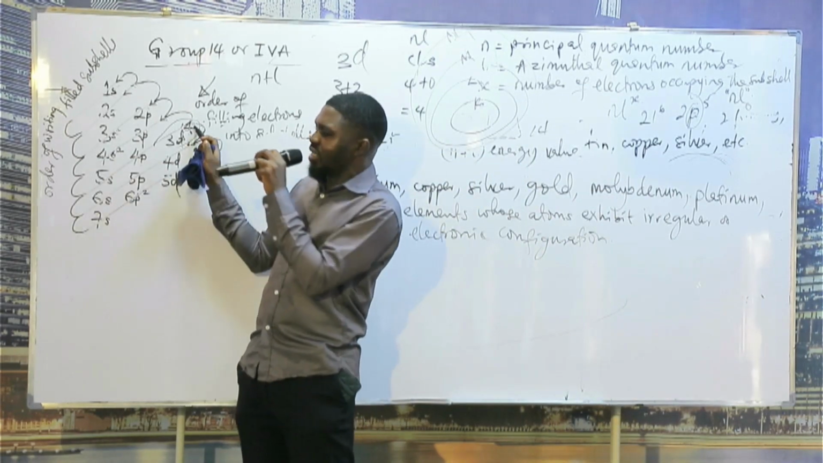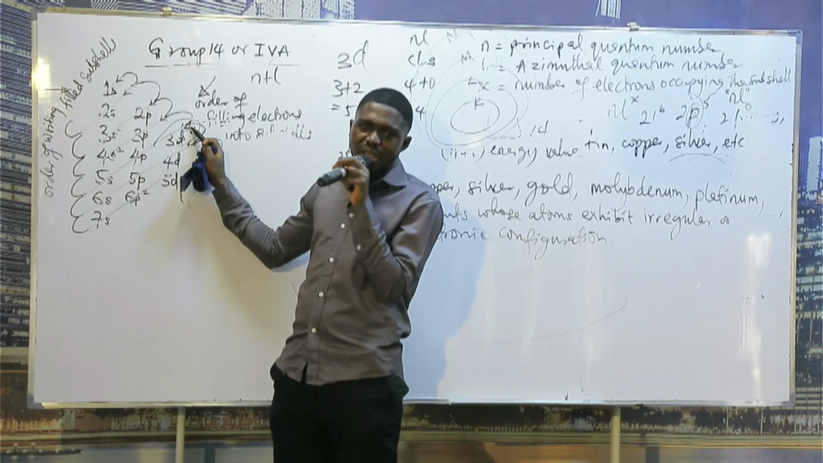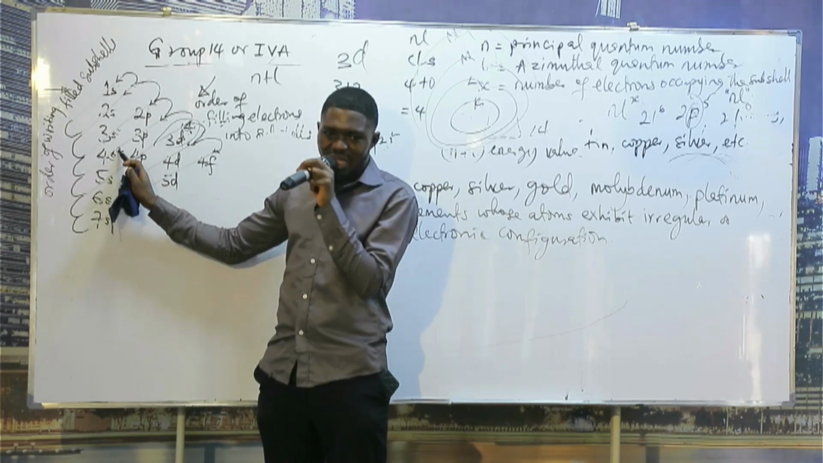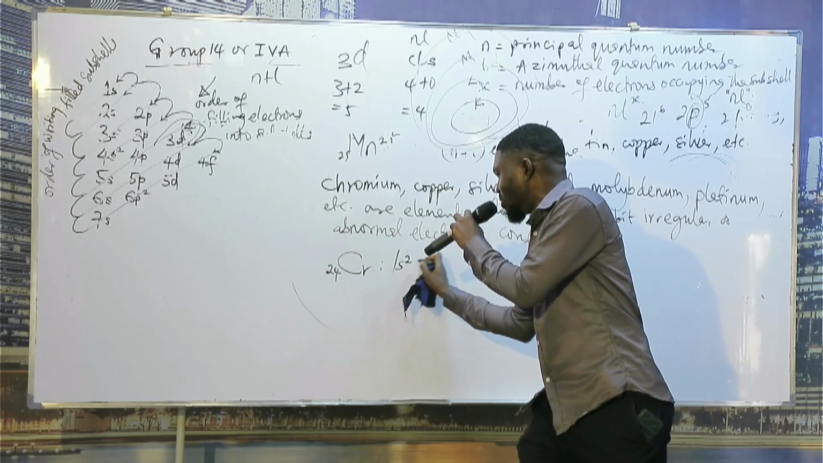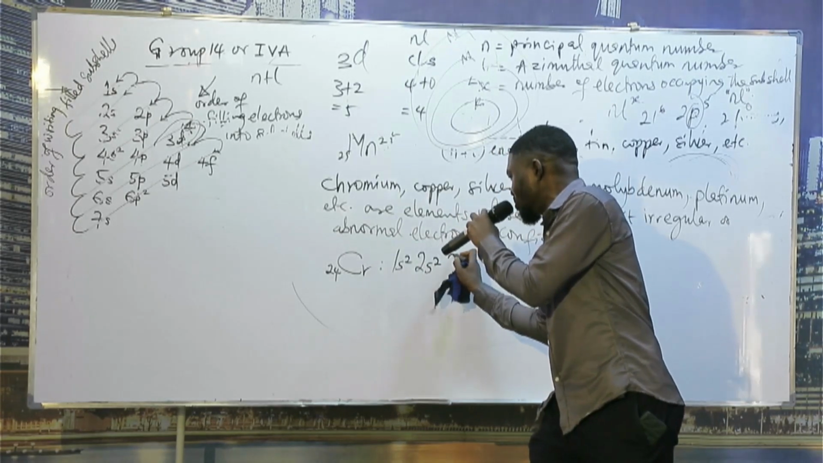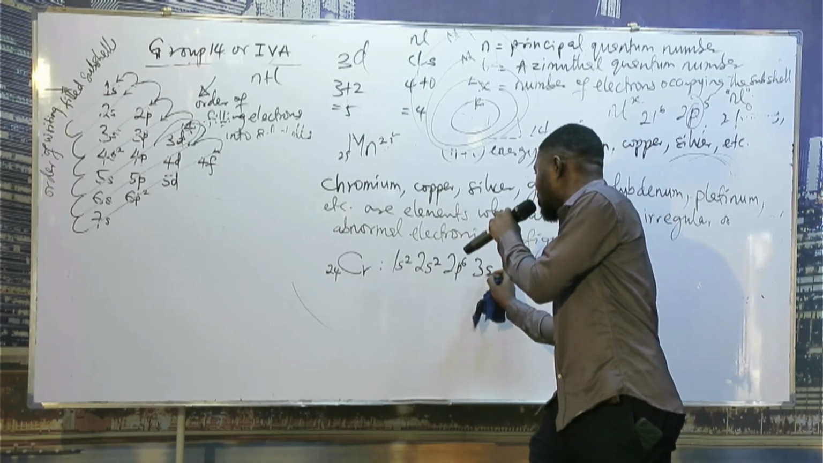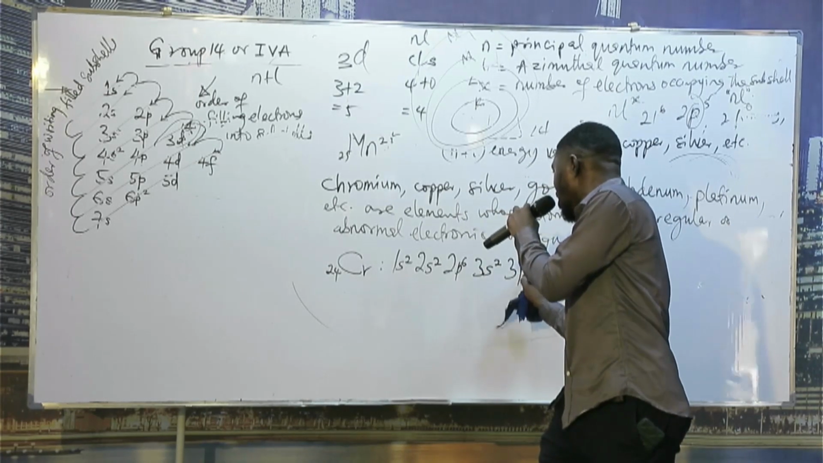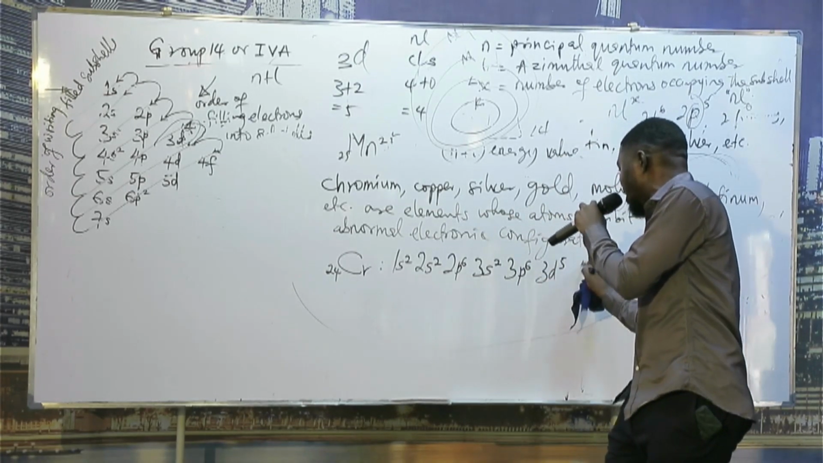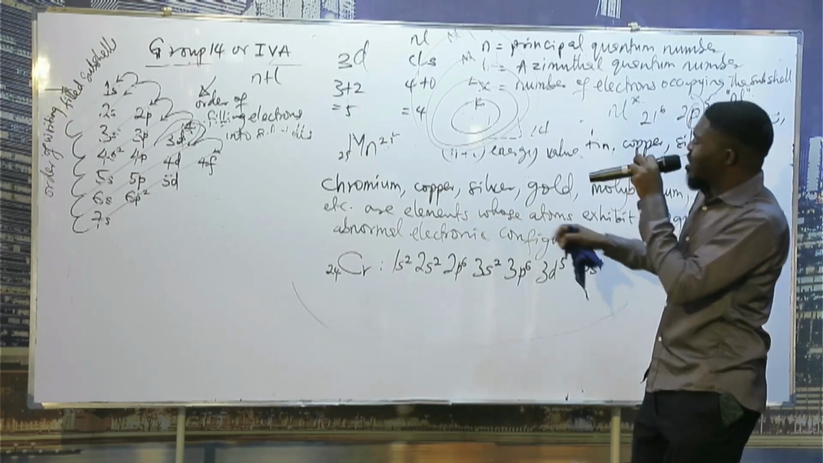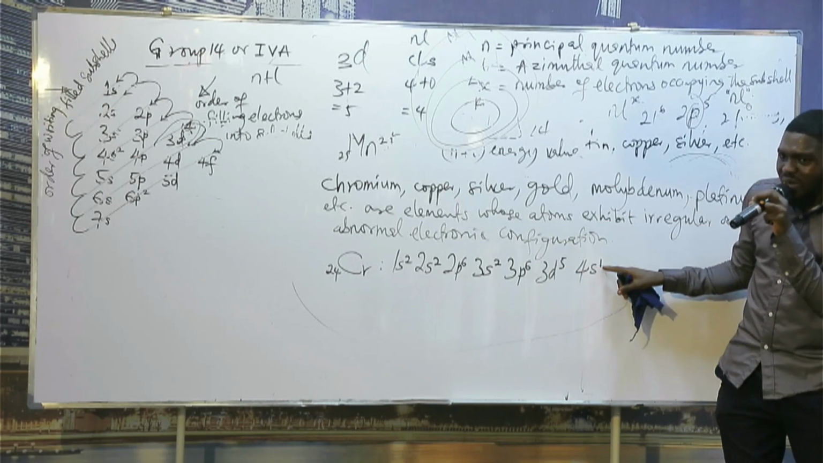Look at it. Remove 1 from here and put here. Remove 1 from the s and put here. How many will be left here? So let's write it now. 1s2, 2s2, 2p6. Am I in order? 3s2, 3p6, 3d5, and 4s1. So if I write for all these elements, make sure we put 1 electron from their last s.